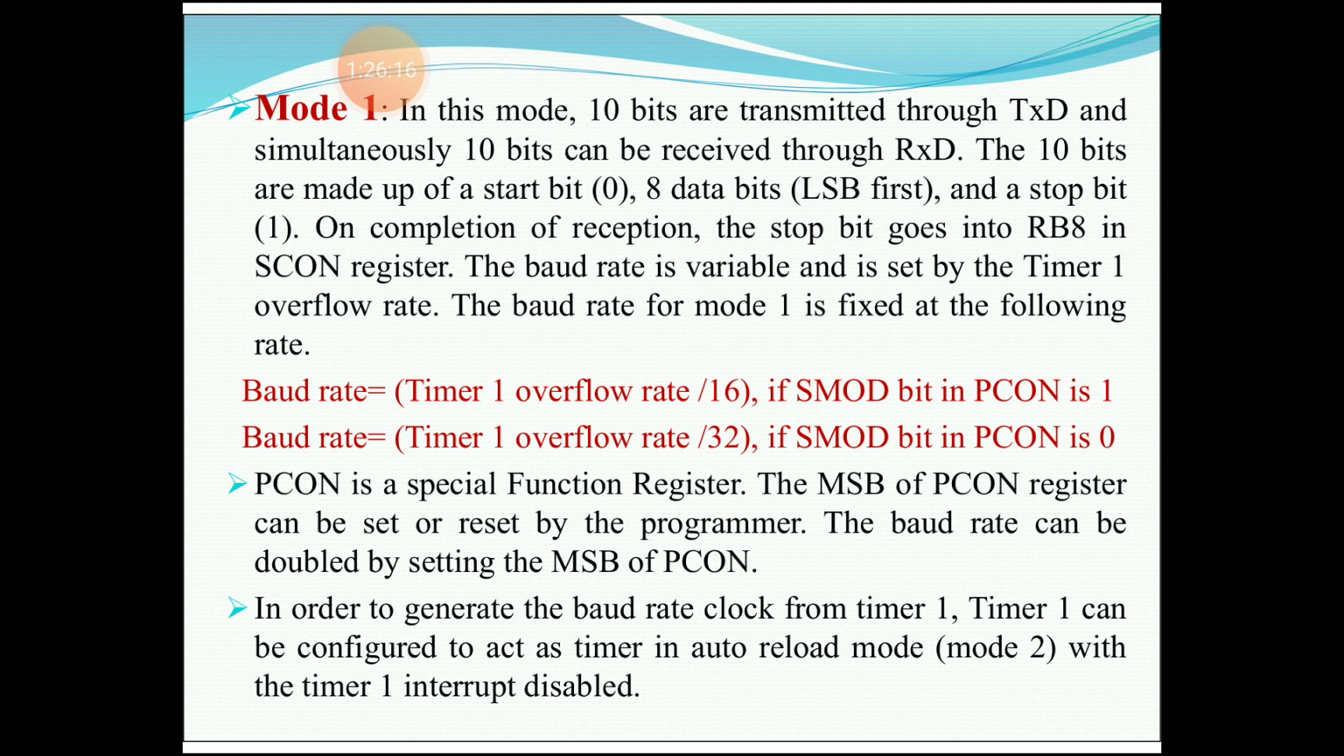In order to generate the baud rate clock, timer 1 has to be configured in auto reload mode, that is mode 2 operation, with the timer 1 interrupt disabled.